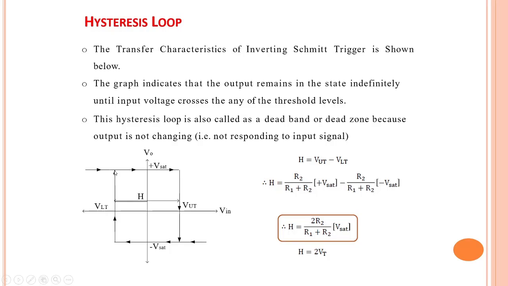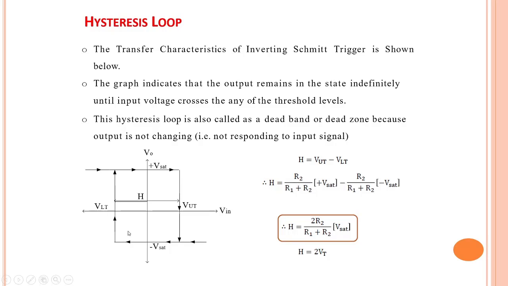It will remain plus Vsat even if your input rises again, until it becomes greater than VUT, when it changes from plus Vsat to minus Vsat. Even if your input becomes greater than VUT by any amount, the output will still remain minus Vsat. This kind of curve is also called a hysteresis curve or H curve due to its shape.